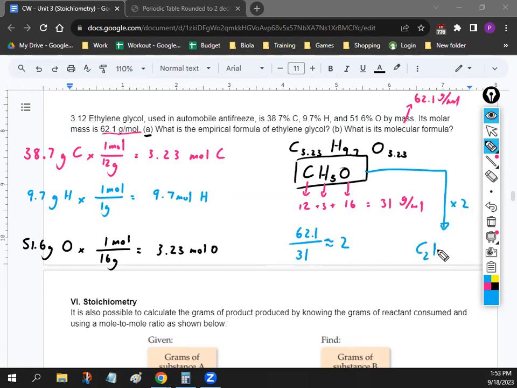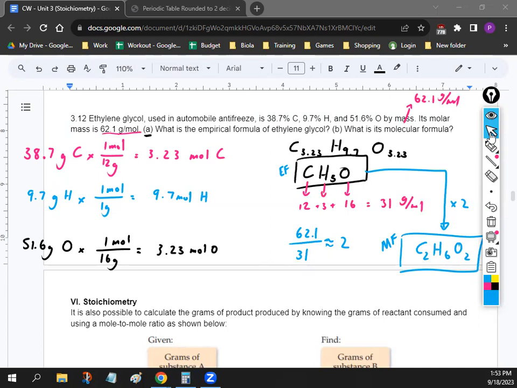That's going to give you C2H6O2. And that will be your molecular formula. So this is the formula of the real compound of ethylene glycol, which is used in antifreeze. And this is the empirical formula. This is the ratio.